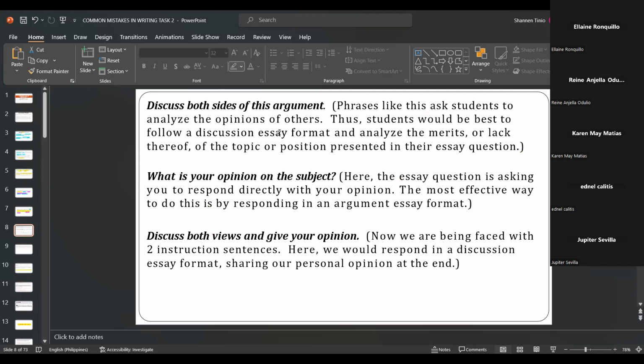Okay. These are the effective ways, the things that you can do in order to substantiate your answers.